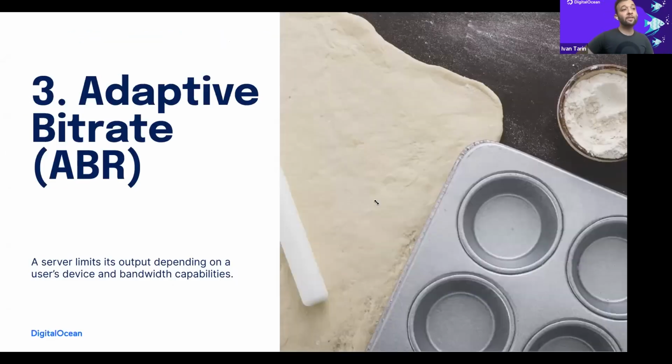I'll go over this really quickly since Oliver went into depth about adaptive bitrate, but I'll say it in a different way since some of us aren't as technical as Oliver. He's super technical. Adaptive bitrate, the way I like to explain it, is limiting the content that you're serving to your customers depending on what they're able to receive.